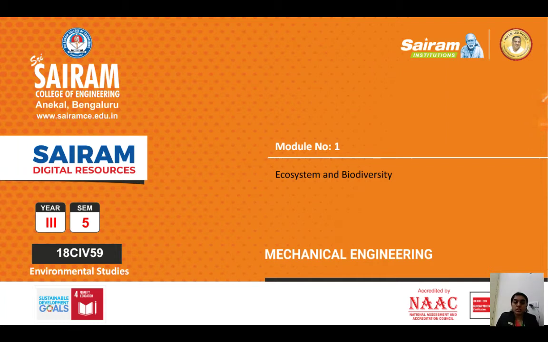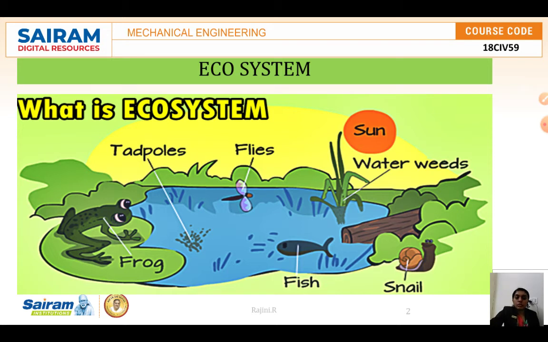In this session we are going to discuss the ecosystem and biodiversity, from module 1. So what is the ecosystem? Biologically, it is the biological community of interacting organisms and their physical environment. So that will be our ecosystem.